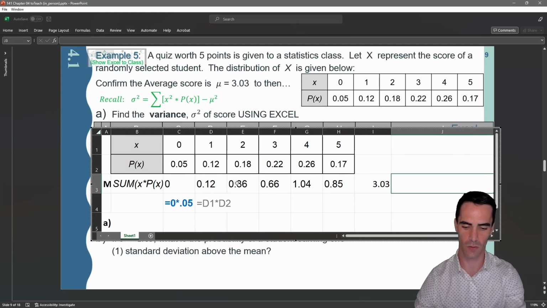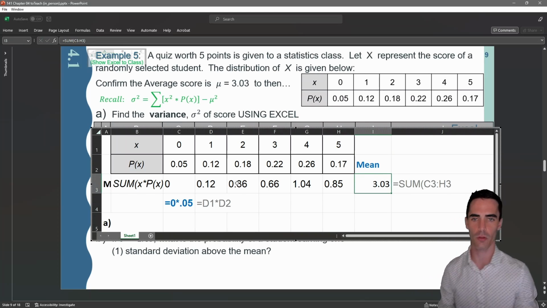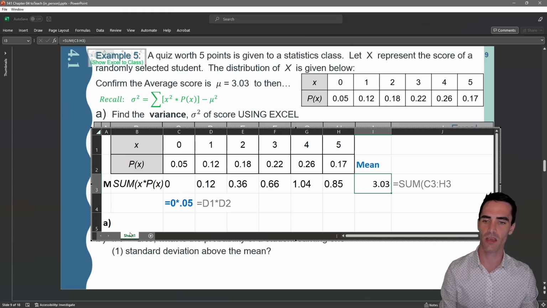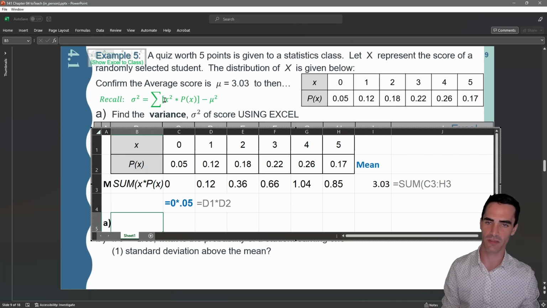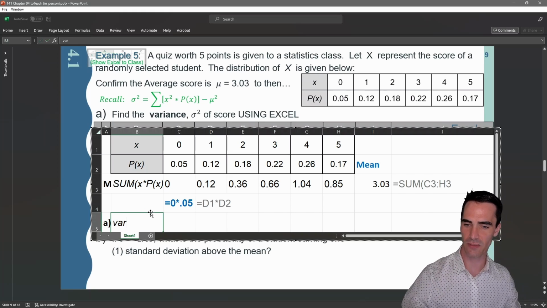Let me write this, that this is the mean below, 3.03. So yeah, we confirmed it up above. Confirm the mean is 3.03. Done. You got it. Find the variance. I've typed up the formula for the variance up top, so I won't type it here. But for the variance, it's very similar.